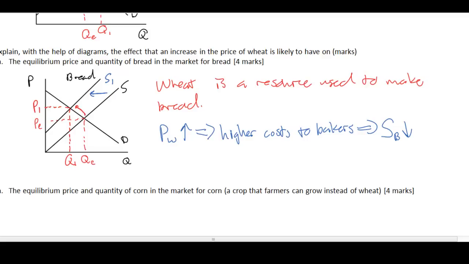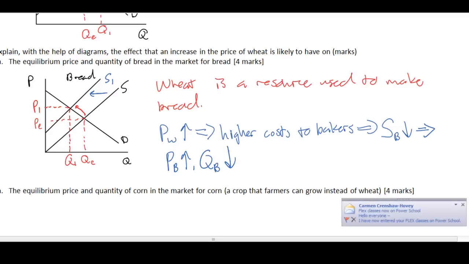So to complete our answer to this question, we must say that the decrease in the supply of bread causes the price of bread to rise and the quantity of bread to fall. So the relationship here is that wheat is an input or a resource used to produce bread. Wheat prices are a determinant of supply for bread, not a determinant of demand for bread.